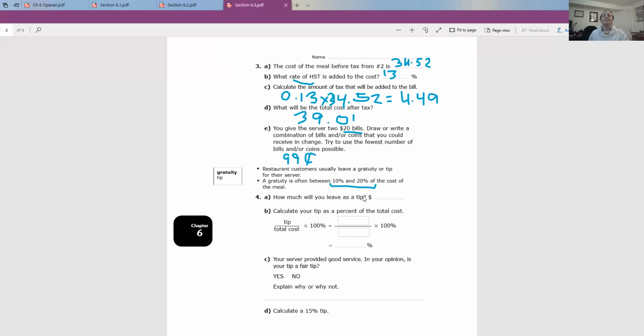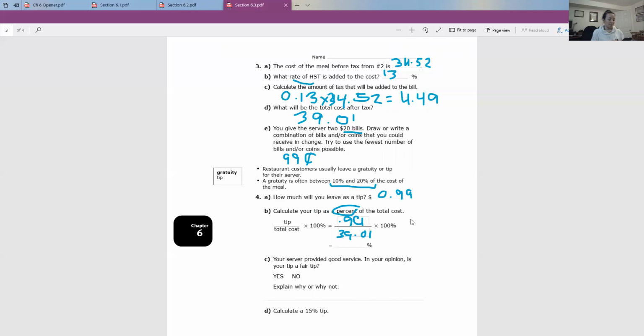So how much will you leave as a tip? Well, if I only have two $20 bills and my bill came out to $39, I would leave her the 99 cents, so 0.99. This poor waiter isn't going to get very much, but that's okay. All right, so there's my 99 cents. So in order to figure that out as a percent, I would take my 99 cents, okay, that's my tip, so 0.99, over the total cost, which was 39.01, and then multiply by 100.